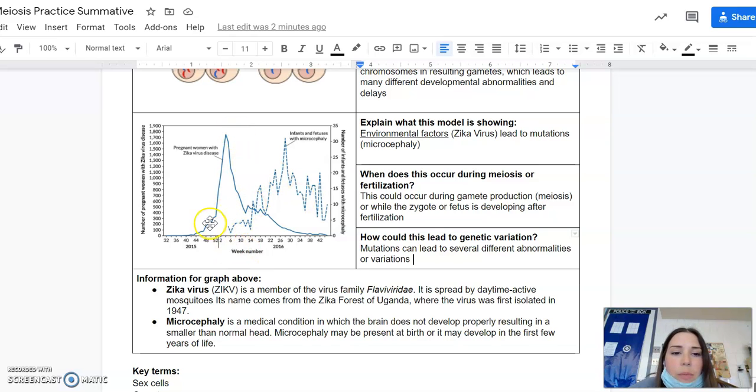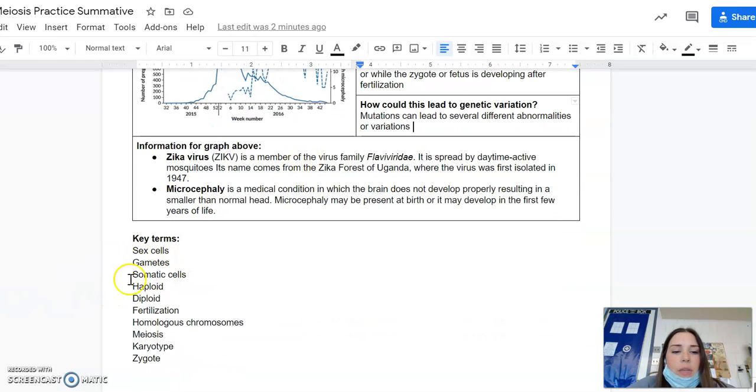So for example, here we see the pregnant women with this disease and then infants with microcephaly. So I might say something like, when the number of Zika virus cases peaked with pregnant women, about 9 months later, the number of infants with microcephaly also peaked. But just make sure you use specific quantitative data. So I might say at the beginning of 2016, the number of cases were about 1,800, and then about 9 months later, they peaked at week 30 at about 1,800. So these two data points correlate with one another.